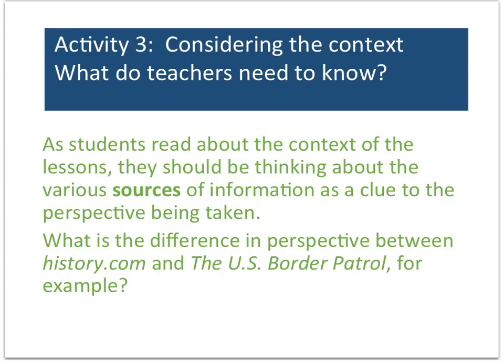As students read about the context of the lessons, what they should be doing is thinking about the various sources of information as a clue to the perspective that's being taken about the event itself, and think about the difference in perspective among the different sources that the context information was taken from. For instance, what difference might there be between the website history.com and the U.S. Border Patrol, which is another source that I got contextual information from?